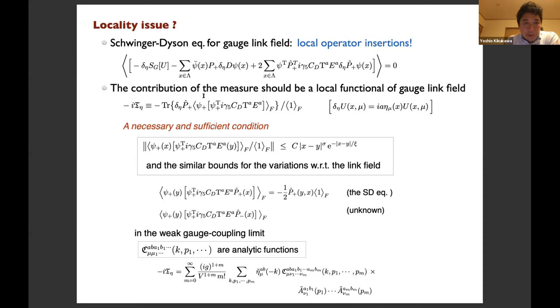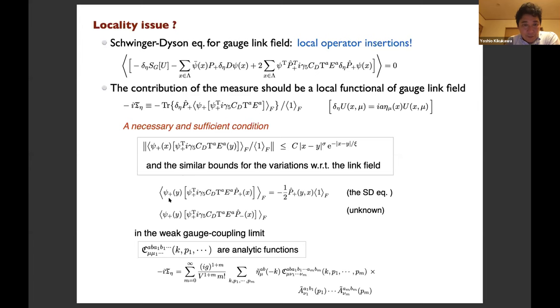The correlation function of the right-handed field satisfies a certain exponential bound, and a similar bound for the variation with respect to the link field. If we have this bound, then we can argue that the gauge field dependence of the measure contribution is a local functional of the link field.